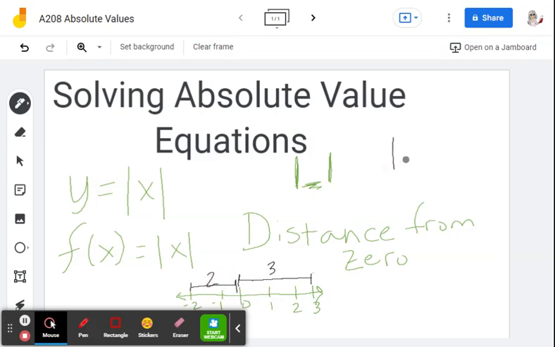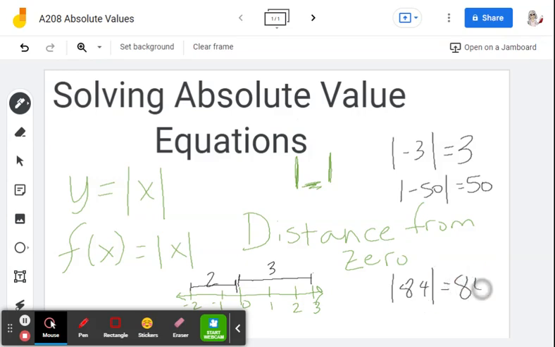So if I have -3 inside, what it does is change it, and the answer is 3. If I have -50 inside, it changes it, and it's a +50. If I have 84, which is already positive, nothing changes because 84 is already positive, so your answer is positive.